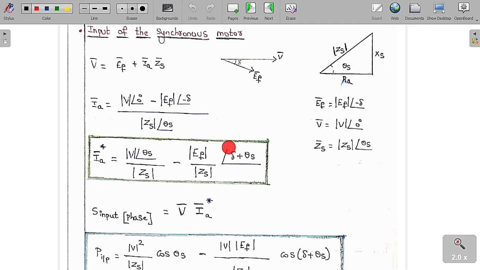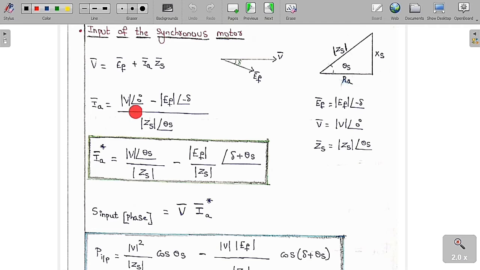So we will discuss the different types of expressions of the input of the synchronous motor and the output of the synchronous motor. We have already told you the formula: V bar is equal to EF bar plus IA bar into ZS bar. And I have already told you, if you take EF as a reference vector, then V bar will always be leading with respect to EF in a synchronous motor. The angle between the V bar and the EF bar is called delta. And I have already told you the impedance triangle of ZS, which is RA, XS and mod of ZS. The angle is called theta S. Therefore, RA is equal to mod of ZS cos theta S, and XS is equal to mod of ZS sin theta S.